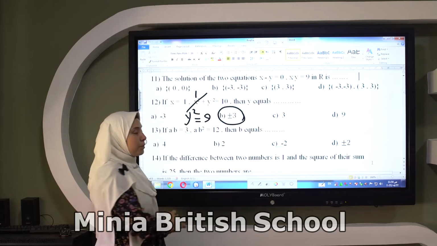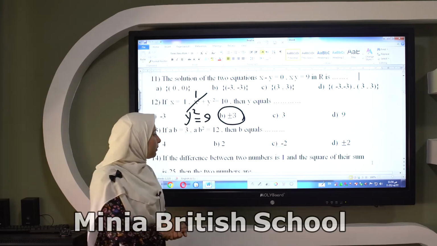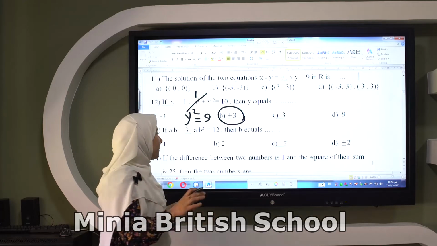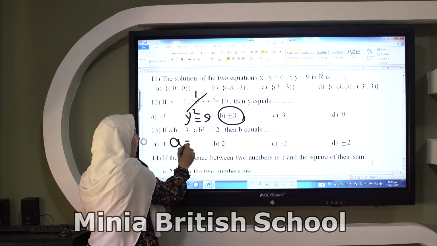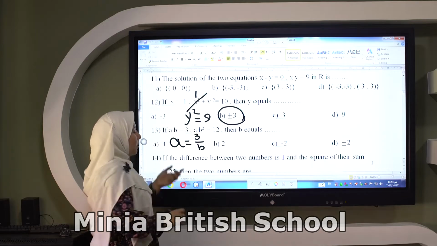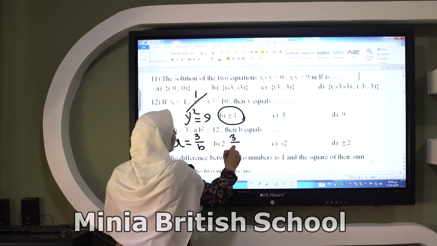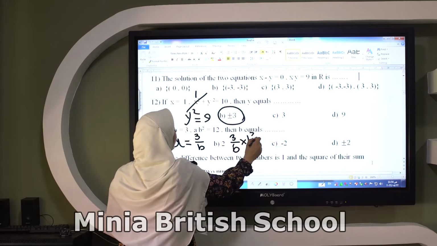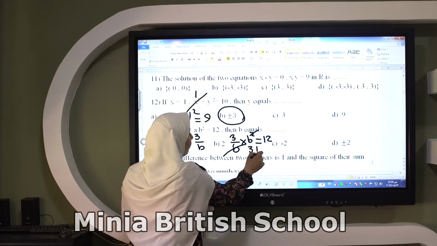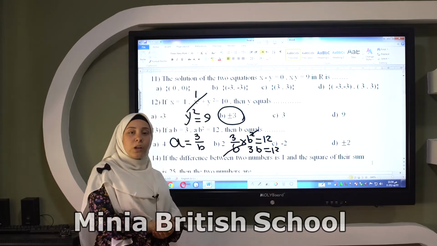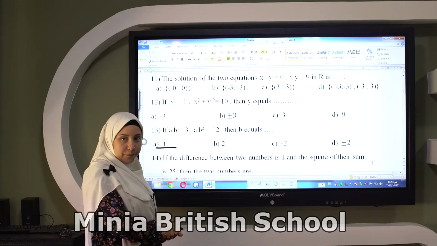Number 13, if AP equals 3 and AP power 2 equals 12, then P equals what? Here you can separate: A equals 3 over P. Substitute the value of A in this equation, then 3 over P times P power 2 equals 12. Simplify. Then 3P equals 12, then P equals 4. So the answer here equals 4.